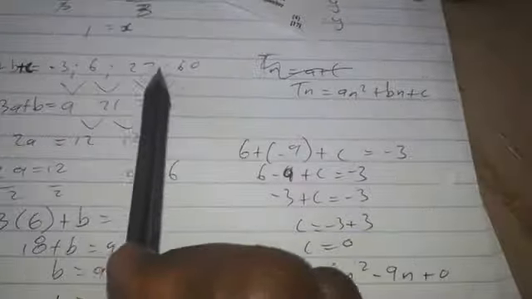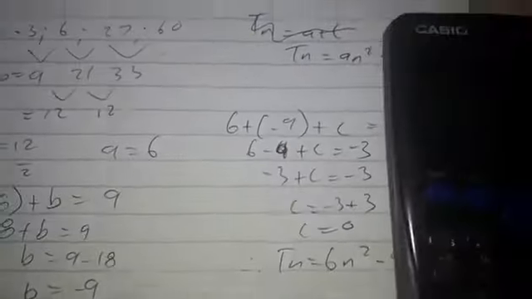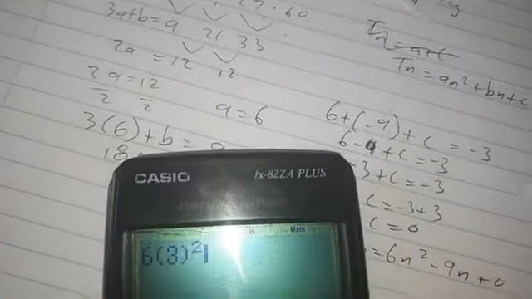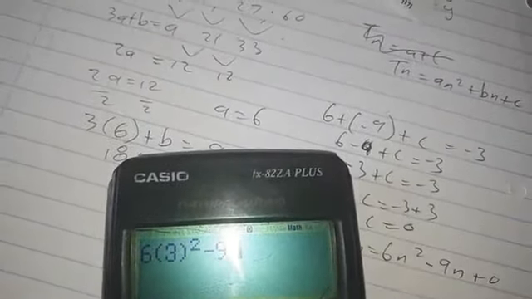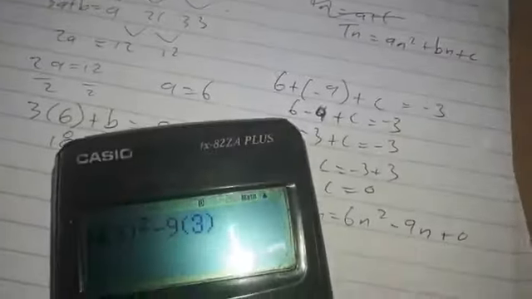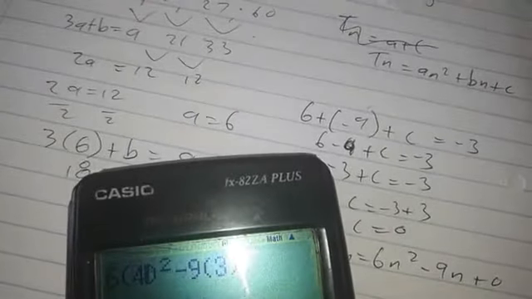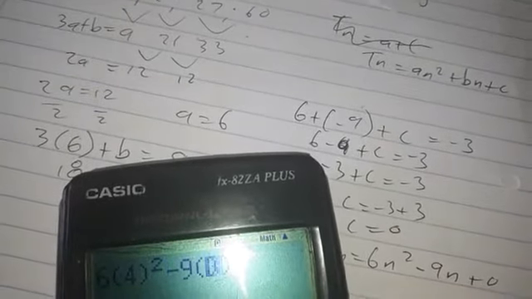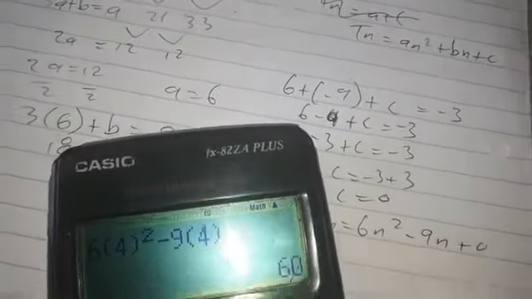Let's check what term number 3 is in our sequence. So it's going to be 6, and then let's throw 3 in there: 3 squared minus 9 times 3. That's 27. Let's test term number 4. You see what we're doing? Whenever you can check your answers to see if they're correct, do it. 60. Okay, perfect. 4 marks. You keep moving on. No time to waste.